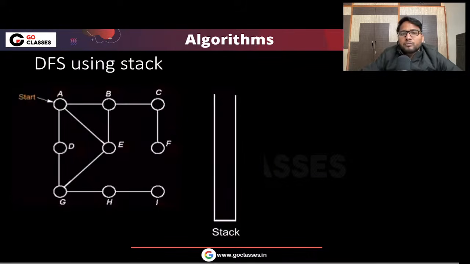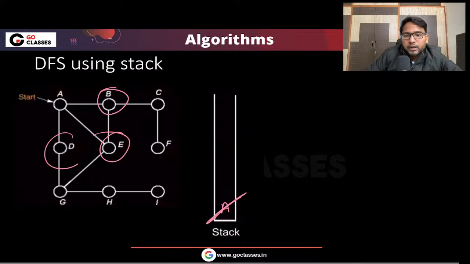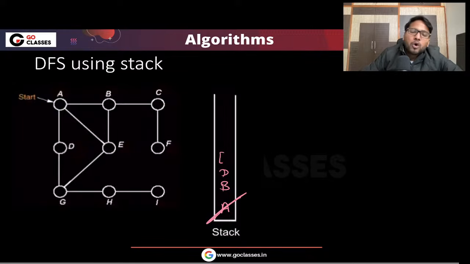Now you can perform DFS using a stack also. Let's suppose you are starting from here, then you will write A in the stack. Then you pop out this A and push all of its neighbors, which means B, E, and D. Maybe you can put B, D, and E. Put all of its neighbors.